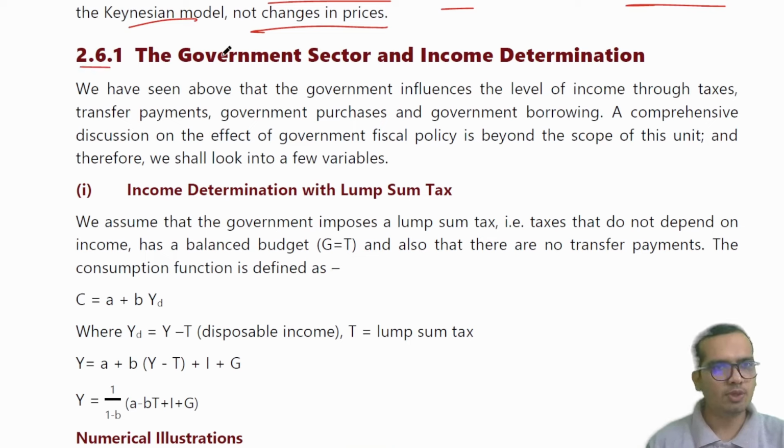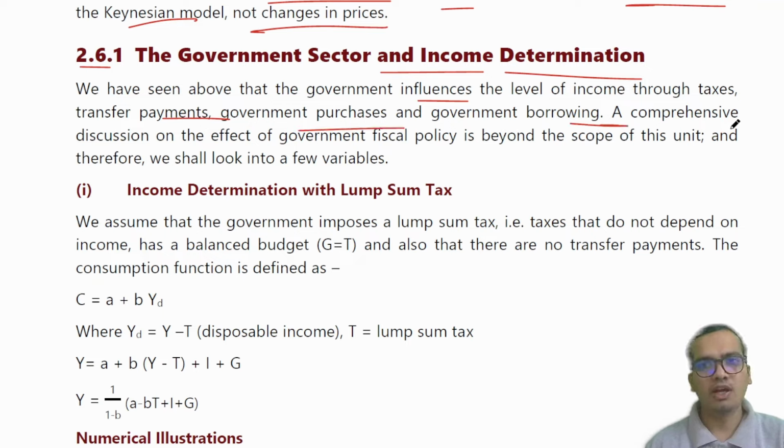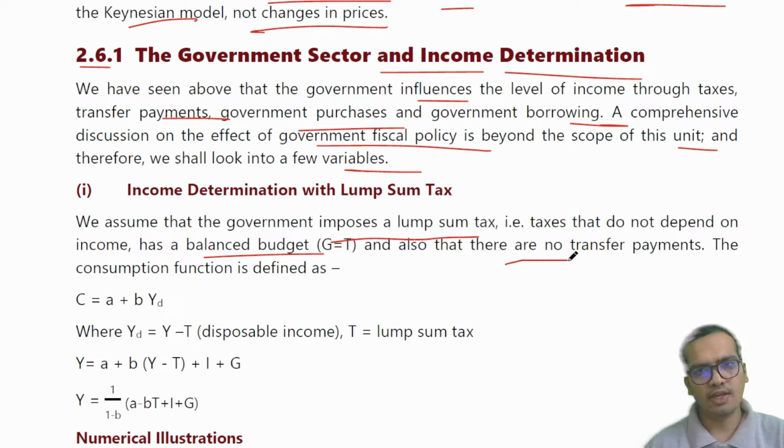Then we have 2.6.1, the government sector and income determination. We have seen above that the government influences the level of income through taxes, transfer payments, government purchases and government borrowings. A comprehensive discussion on the effect of government fiscal policy is beyond the scope of this unit, and therefore we shall look into a few variables. First, income determination with lump sum tax. We assume that the government imposes a lump sum tax, that is, a tax that does not depend on income, has a balanced budget, that is G equals T, and also that there are no transfer payments.